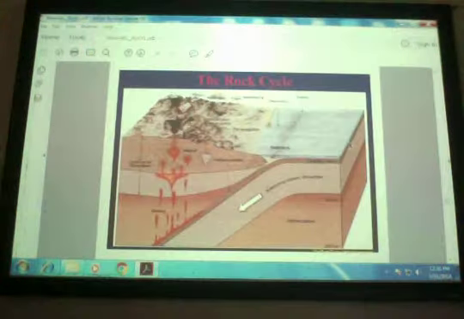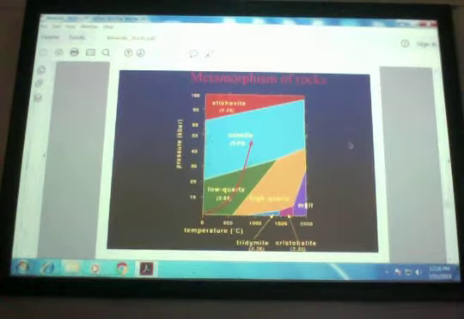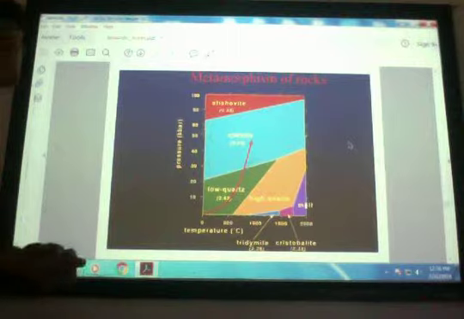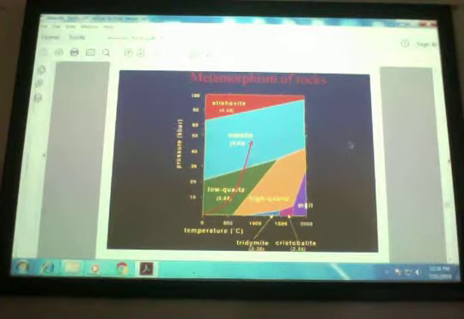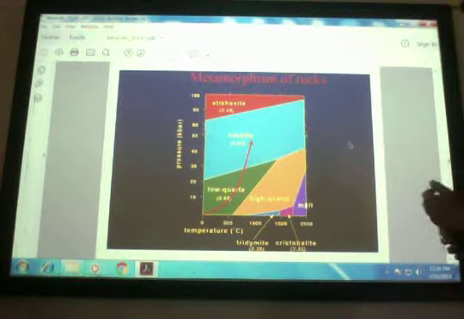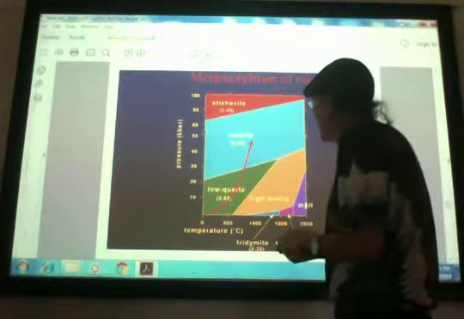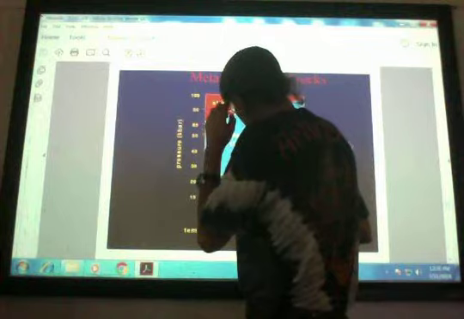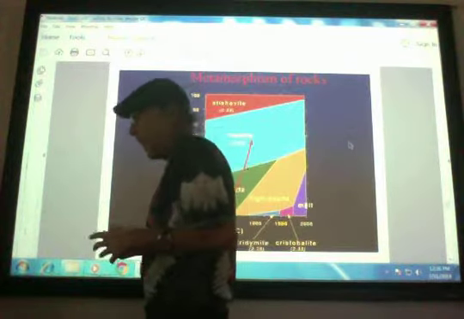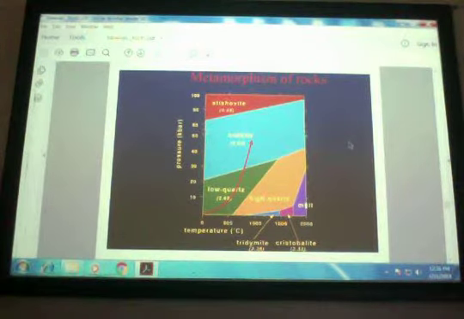Next. Here we have again the rock cycle, we don't need it now. So now we are talking about a small introduction into metamorphic rocks. As I told you in the last 2 hours, your rocks are always undergoing changes in pressure and temperature.